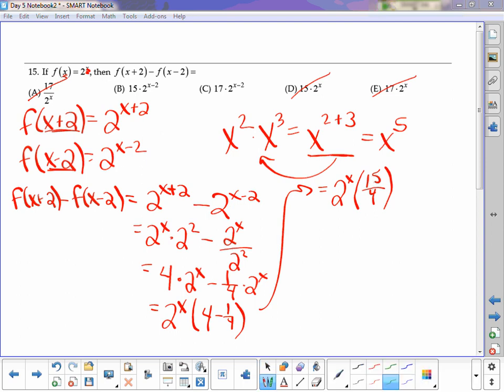So again, I want to have an exponent of x minus 2, so let's see if we can rewrite anything as a base of 2. Lo and behold, we can. Then, if I have like bases here and I'm dividing, that's the same thing as subtracting our exponents. And now we have our answer, B.